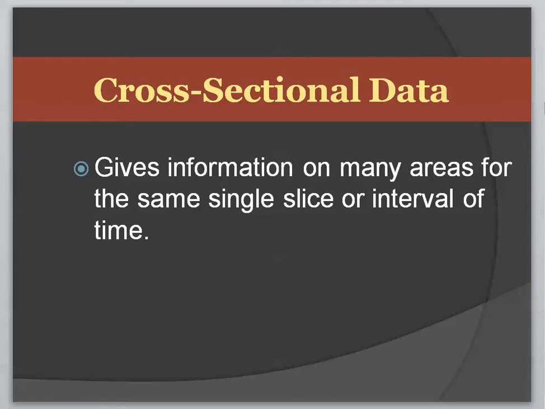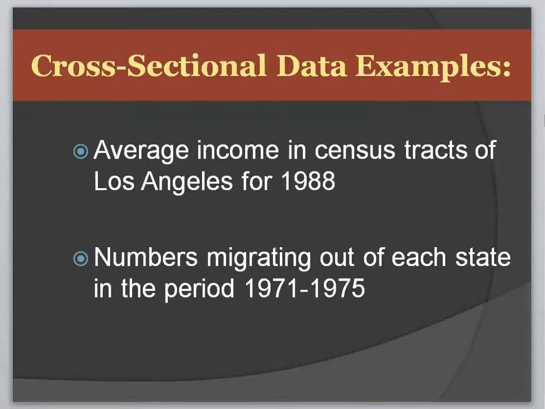Now, let's add another dimension to these different general categories of data that we're gathering. Cross-sectional data gives information on many areas for the same single slice or interval of time. What kind of examples do we have for this? Well, average income in census tracts of Los Angeles for 1988, numbers migrating out of each state in the period 1971-1975.